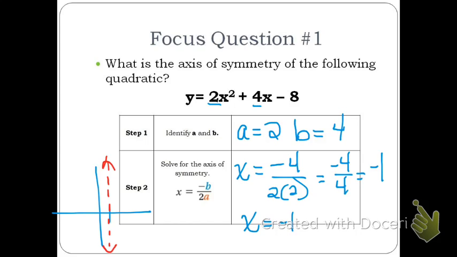Also, you can notice that our a value is positive, so from the earlier part of the lesson, hopefully you remember that that means this parabola is going to go up. Now it may not look exactly like that because of the other numbers in the equation, but that's generally what a rough sketch of this parabola would look like.